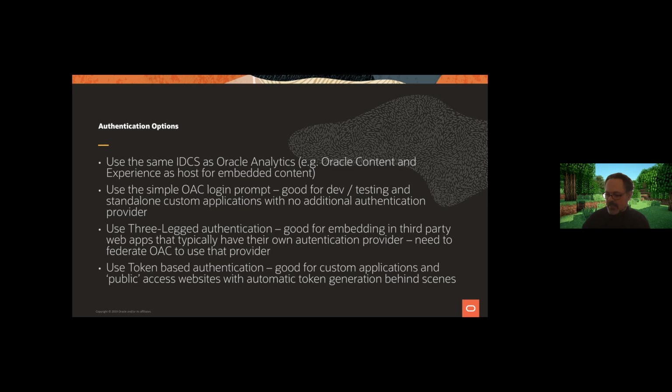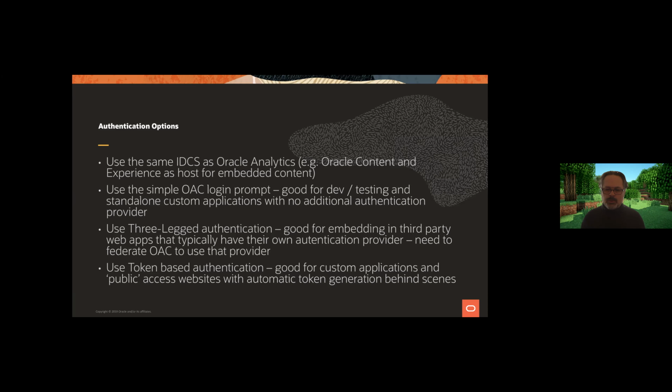Now, the second example is where you may be using a third-party application and you can make use of something called three-legged authentication. What that means is the third-party application and Oracle Analytics Cloud would need to make use of the same identity provider. An example of three-legged that we've probably all used is when you go to a website for the first time and it says, would you like to log in using Google, or would you like to log in using Facebook? That's essentially what three-legged authentication is.